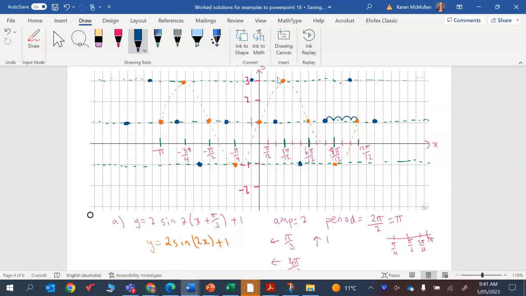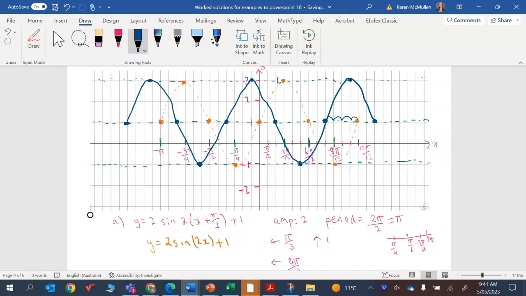All right, so there, and then we just have to join the dots. Okay, so let's join the dots for the graph. We'll tidy up the endpoints in a sec. See how messy it's becoming. Very colourful though, very colourful. All right, so there's your graph of 2 sine(2x + pi/3) + 1.